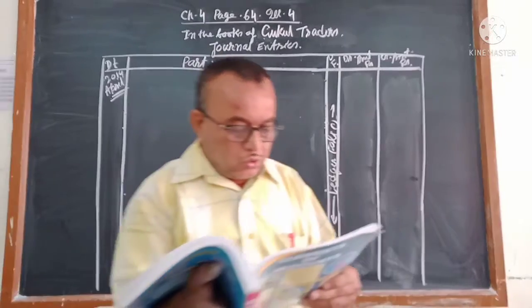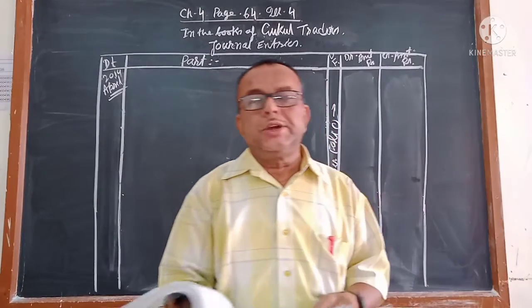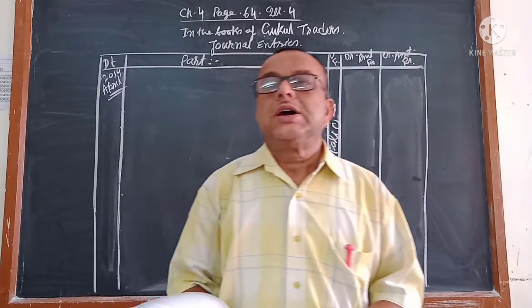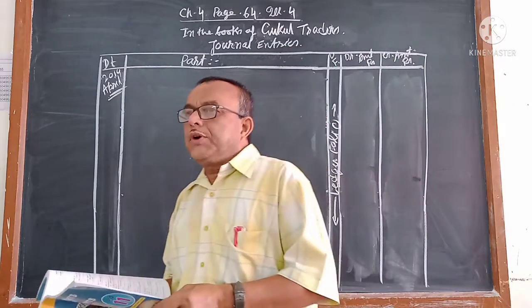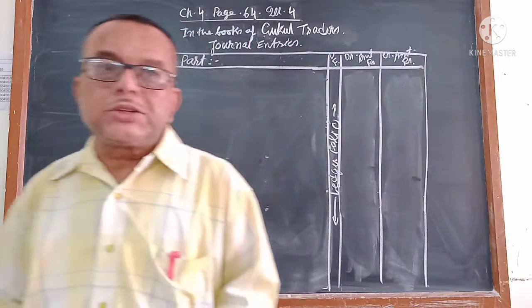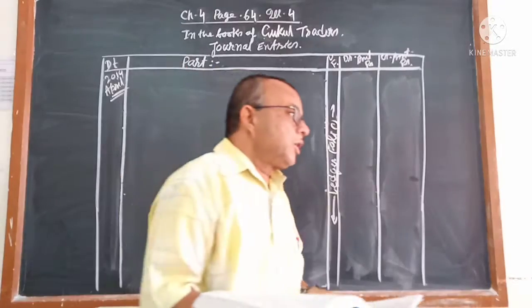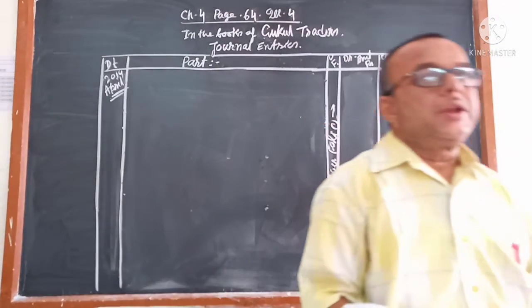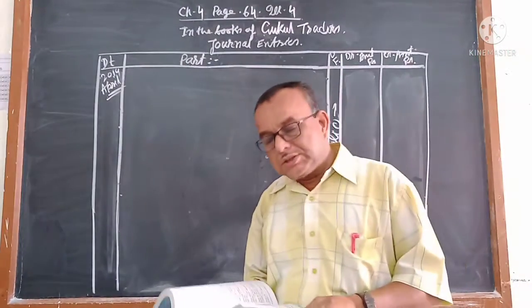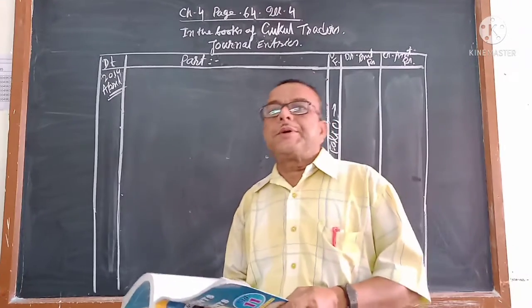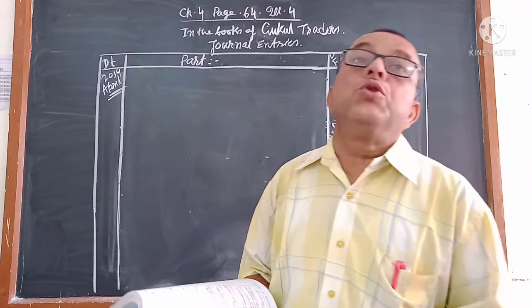Number 4: goods sold for cash. Very easy: cash account debit to sales account. Like that way you have to give the answer. If you purchase the goods, purchase account debit. If you sold the goods, sales account credit. If you are purchasing the goods on credit, then purchase account debit to the persons from whom you purchase.